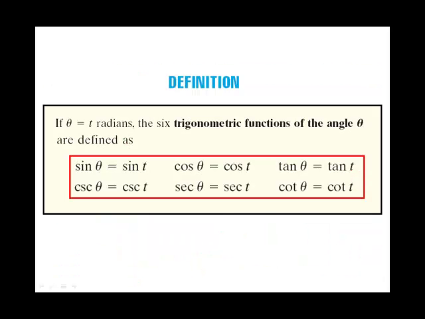Now, if theta is equal to t radians, then the 6 trig functions of the angle theta are defined as follows. The sine of theta is equal to the sine of t, so it doesn't really matter whether you're talking about the angle in degrees or in radians. That would be like saying the sine of 90 degrees is equal to the sine of pi over 2 radians. And the same for all the other 6 trig functions.